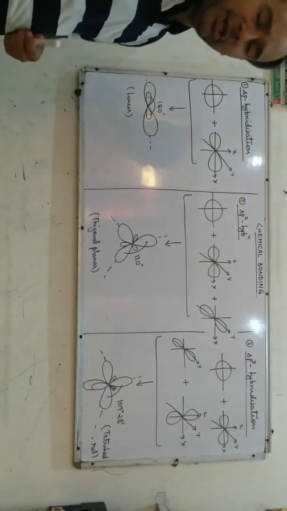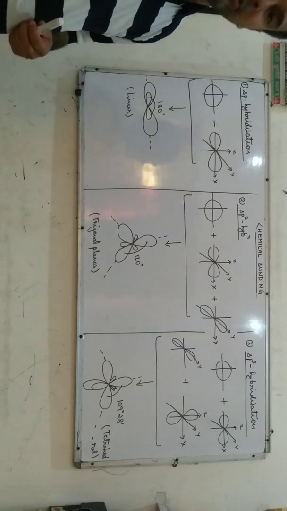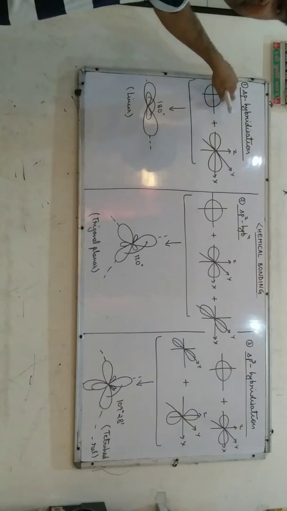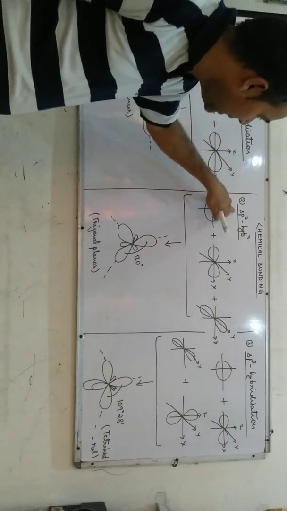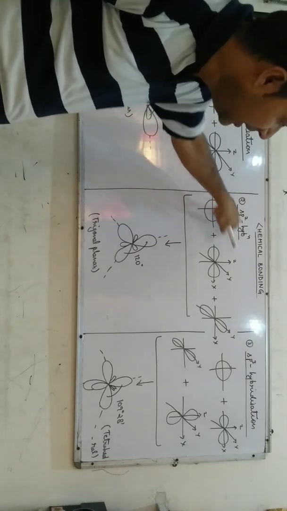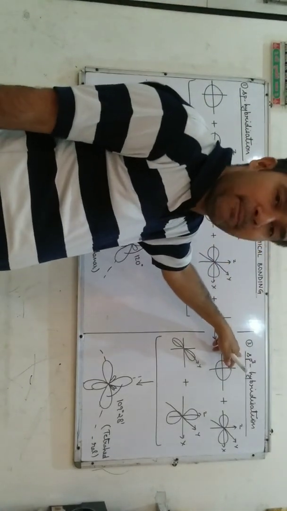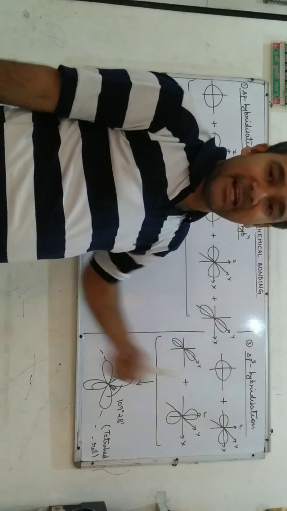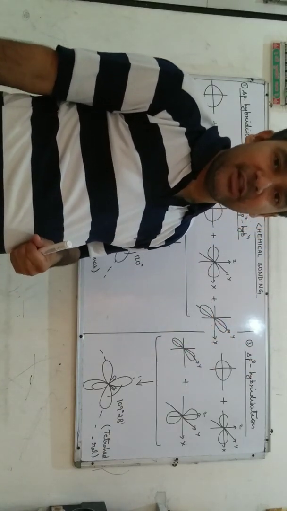It should be noted, the more the s character, the more will be the acidic strength. In sp hybridization, 50% s, 50% p character. In sp2 hybridization, 33% s and 67% p character. In sp3 hybridization, 25% s and 75% p character. More the s character, more will be the acidic strength.